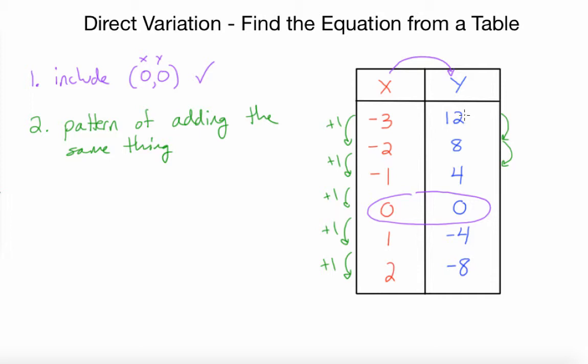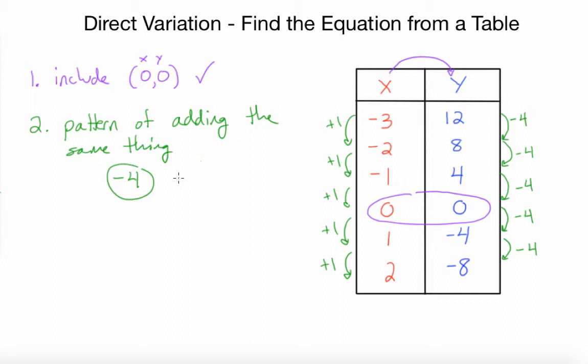So let's see, from 12 to 8, I'm decreasing by 4. From 8 to 4, I'm decreasing by 4. From 4 to 0, let's subtract 4. From 0 to negative 4, let's subtract 4. And from negative 4 to negative 8, that's subtract 4. So it looks like I have a constant pattern of adding the same thing. In this case, I'm adding negative 4.